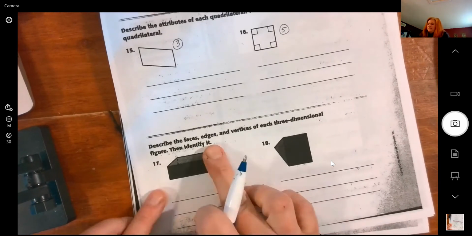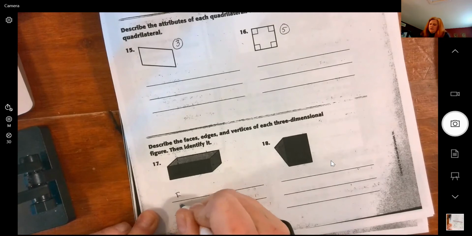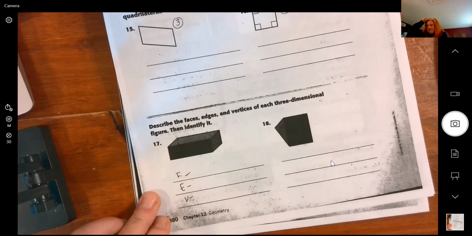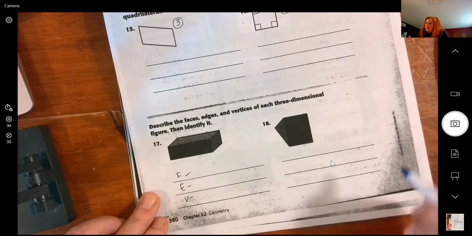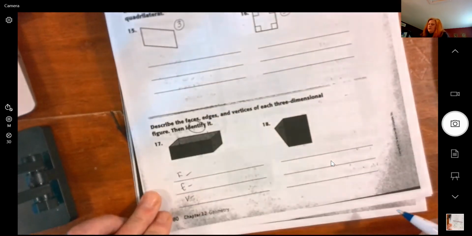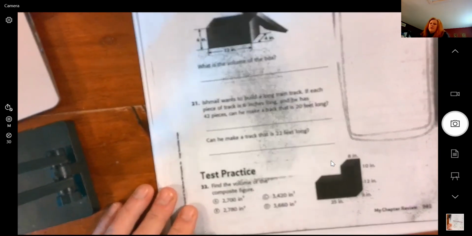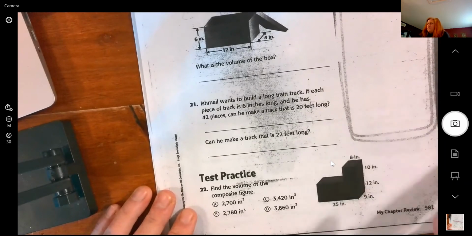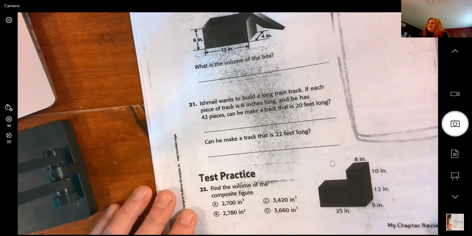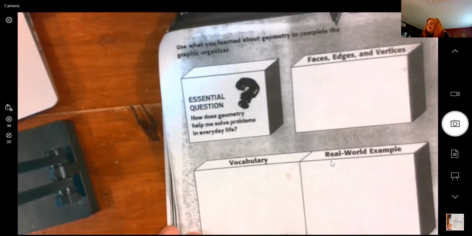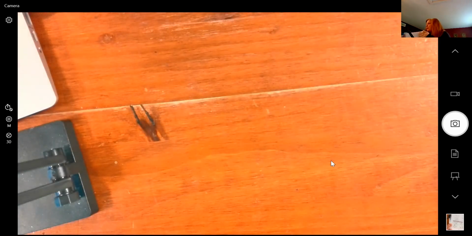All right, describe the faces, edges, and vertices, and you can simply write FEV, and you're going to name or identify the three-dimensional shape. And finally, you have some practice problems. There's 22 total. All right. I highly recommend you complete your review, and then you go and check it with my key. And if you have any issues at all, you're going to schedule a one-on-one Zoom meeting with me Monday before you take your Edulastic, so that you can make sure that you're prepared.